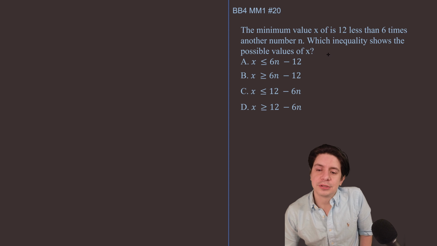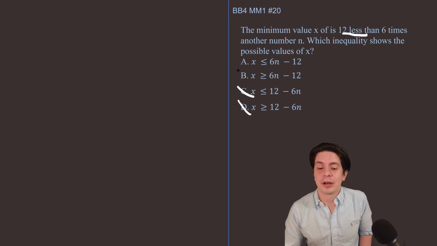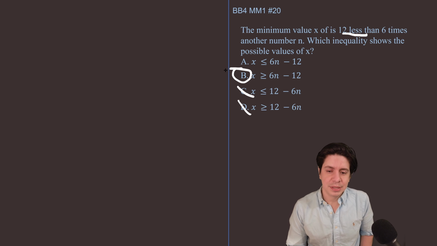The minimum value of x is 12 less than 6 times another number n. Which inequality shows the possible values of x? So it's 12 less than, so we're subtracting 12, 6 times another value n. So it has to be 6n minus 12, so it's not C or D. The minimum value, so x has to be at least that value, so x is greater than or equal to it. It is B, okay?